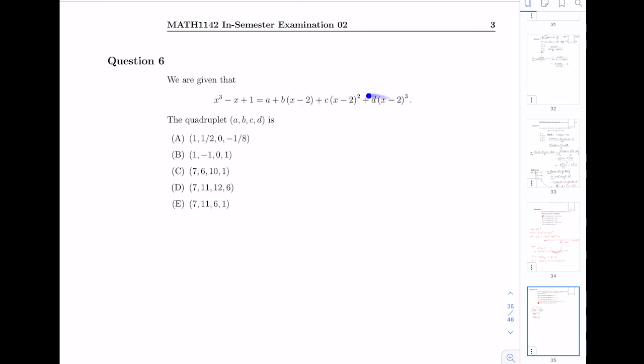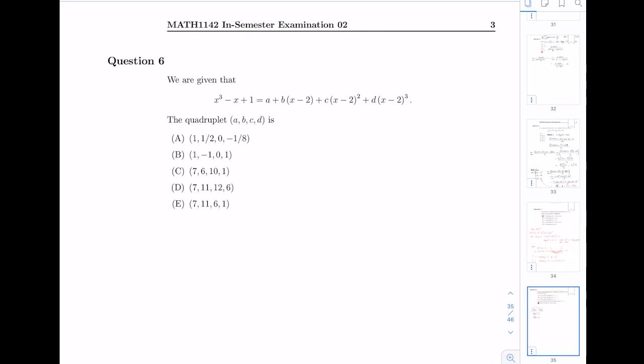We can expand this right-hand side and end up with something that correlates to the left-hand side by equating the coefficients. The coefficients on this side would be equal to the coefficients on this side, and then we can solve for a, b, c, and d, of course. So that's just something to bear in mind.